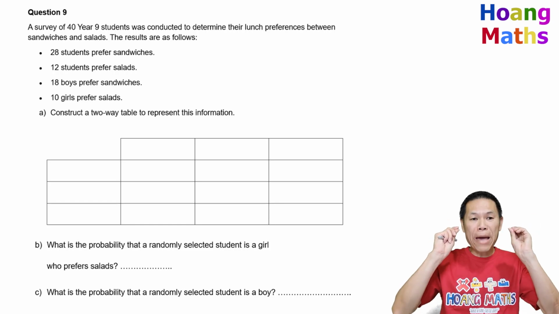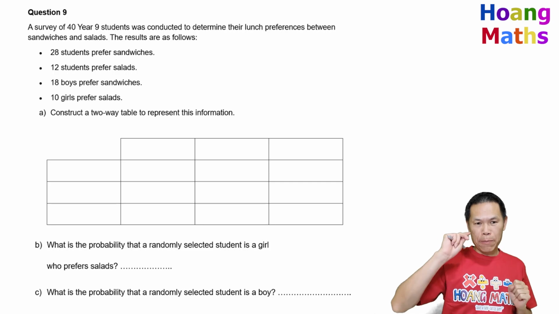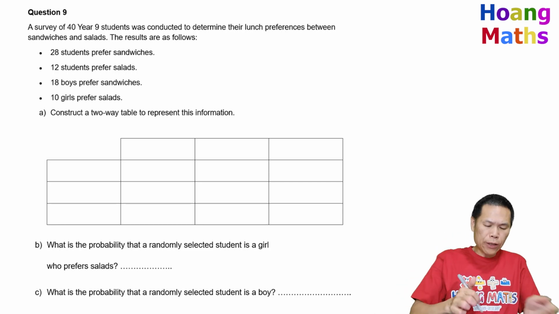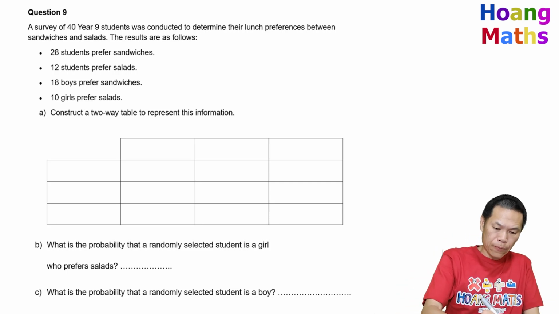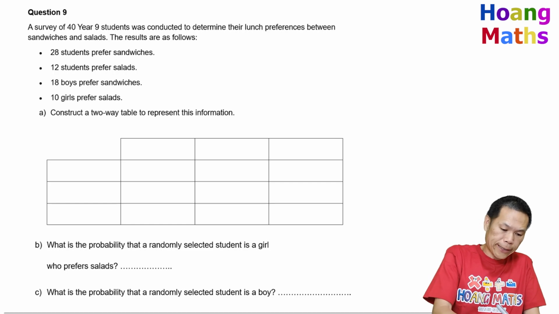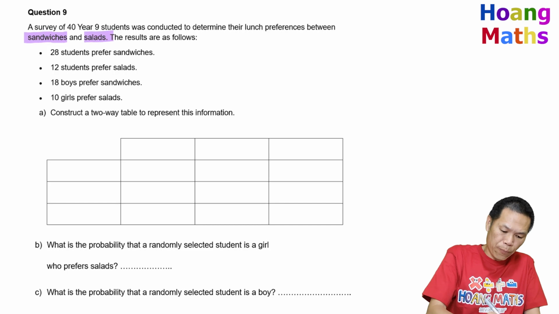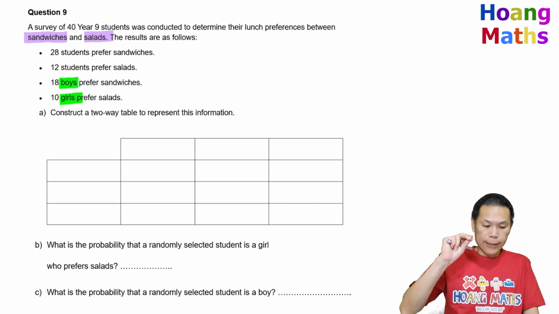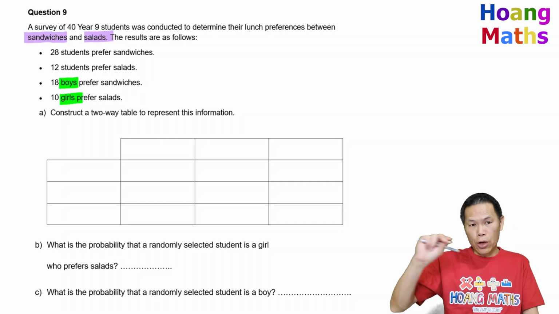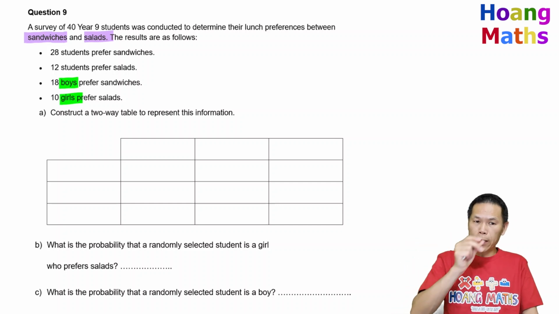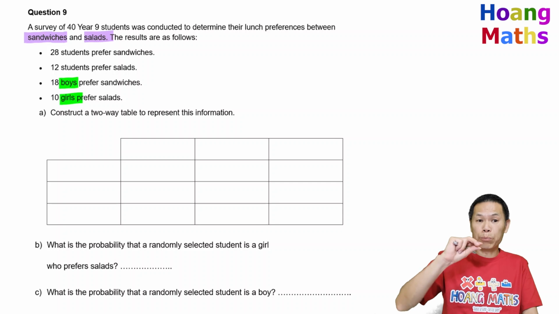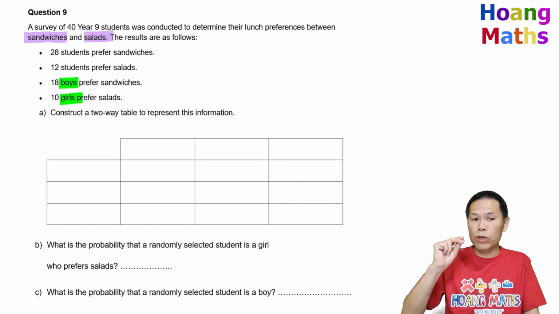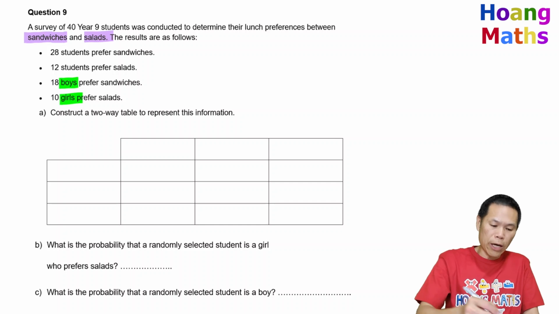Hi there, I'm back. How did you go? Let me go through it with you. First of all, we have students who prefer sandwiches and salads, and we also have boys and girls. We can put sandwiches and salad on the top row and boys and girls on the column. Or you can do it the other way around. It doesn't really matter. That's why we call them two-way tables.